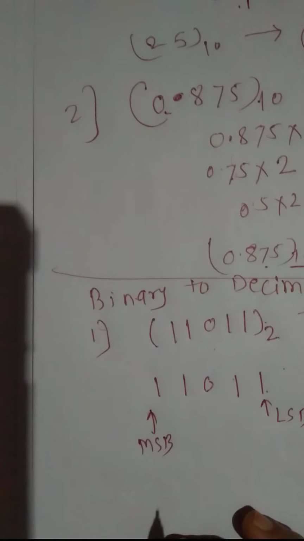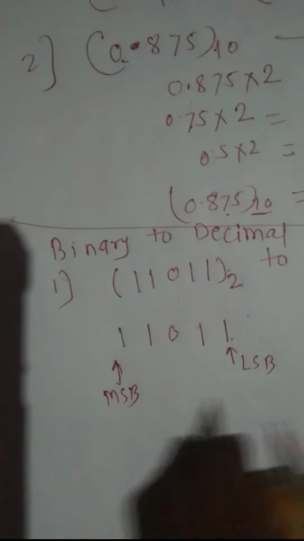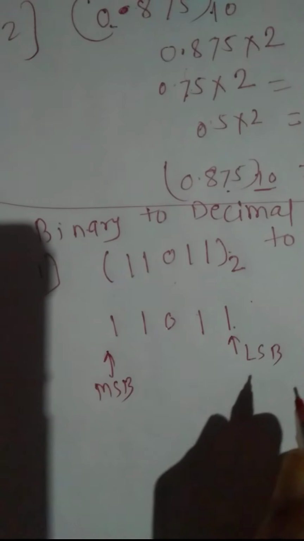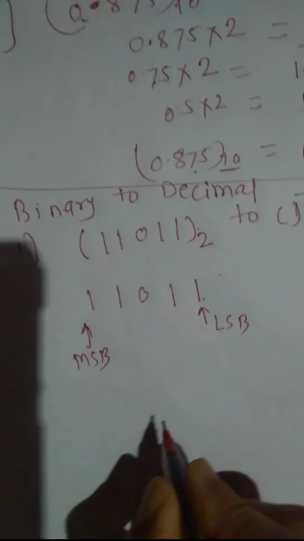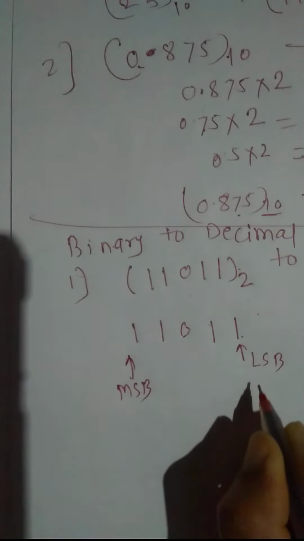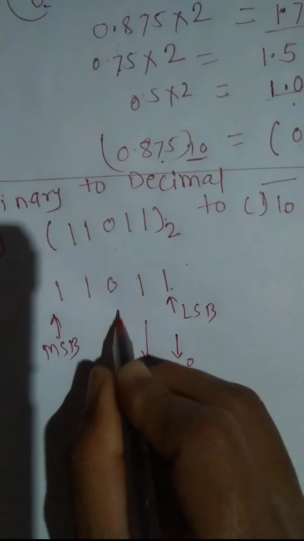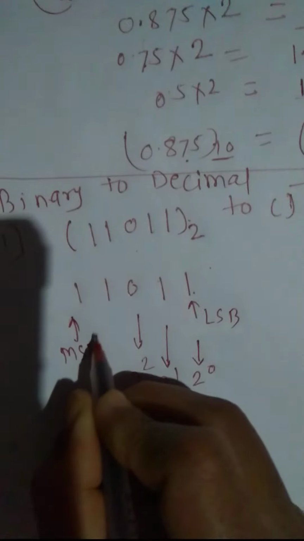So you have to start with that binary number, which has weighted positions in terms of powers, multiplying the bits by their weights, and assign those from LSB to MSB. So this is the weighted position. First is 2 raised to 0. For this 1, it is 2 raised to 1. For this 0, it is 2 raised to the power 2.